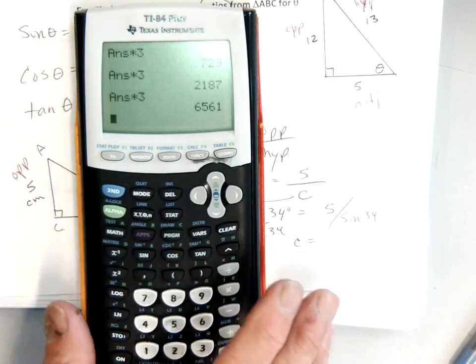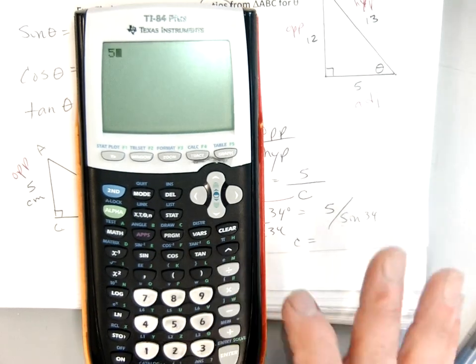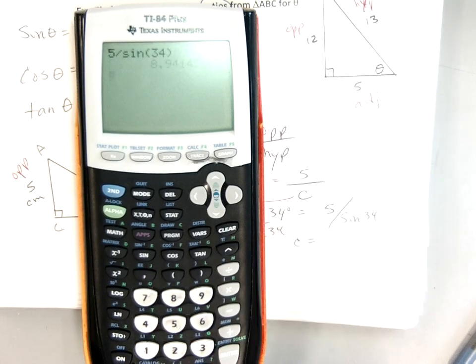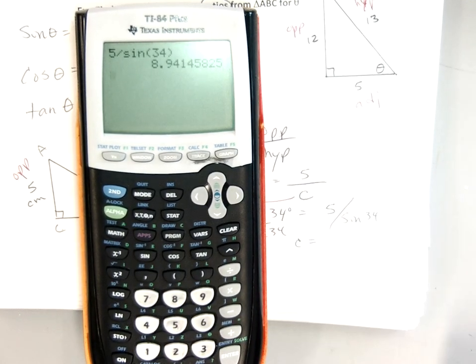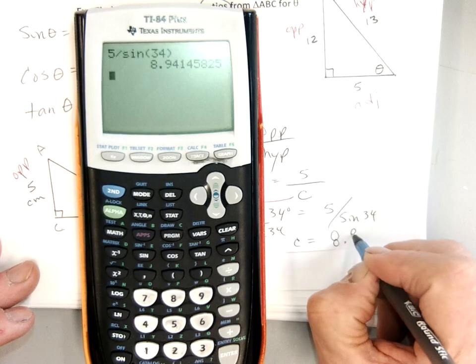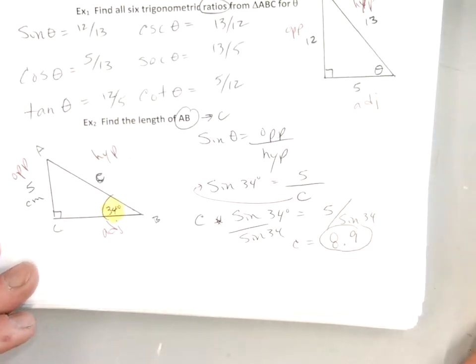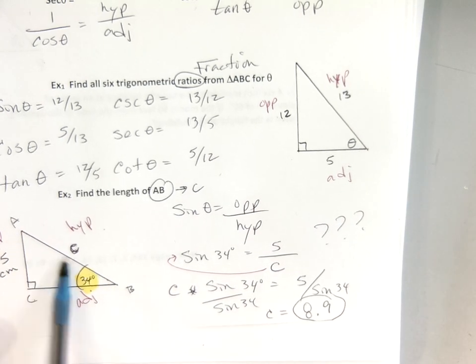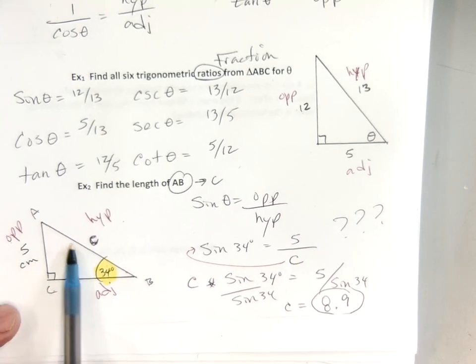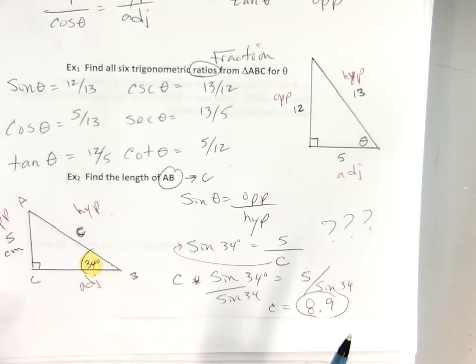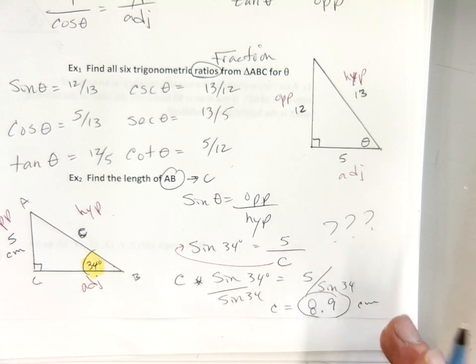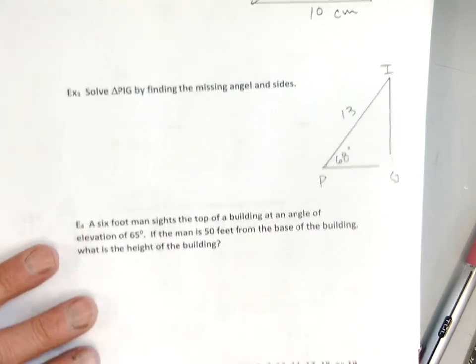So I'm just going to type it in just like it says. I'm going to clear, and go 5 divided by sine of 34, close the parentheses, and I get about 8.9, okay? Now, I always think it's worthwhile to check for understanding. 8.9? Yeah, it seems reasonable, doesn't it? Okay, good. Centimeters. Thumbs up. You guys remember how to do this from last year? Maybe? Okay, turn the page.